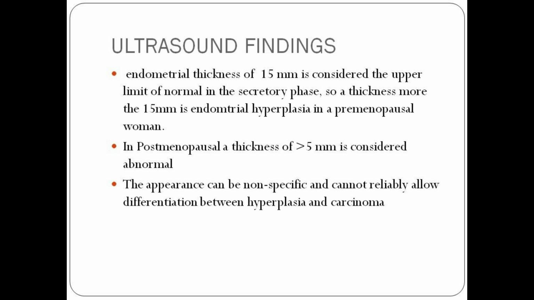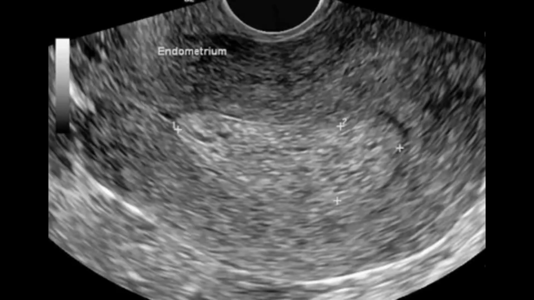Now, here you can see that the endometrium is thickened. The endometrium appears hyperechoic in texture, which is its normal appearance, but it is significantly thickened. It is more than 15 mm, and it is smooth in outline. We can see that there are no irregularities of the margin of the endometrium. So we will consider it endometrial hyperplasia.